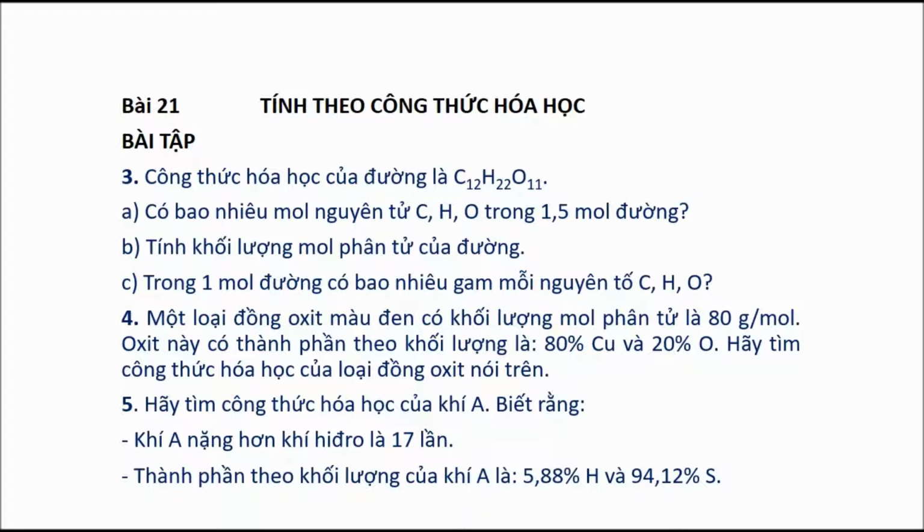4. One type of copper oxide in black color has a molar mass of 80 grams per mole. This oxide has the mass percent of its elements as 80% of Cu, 20% of O. Find the chemical formula of the above copper oxide. 5. Find the chemical formula of gas A given that gas A is 17 times heavier than hydrogen gas. The mass percent of gas A are 5.88% of H and 94.12% of S.